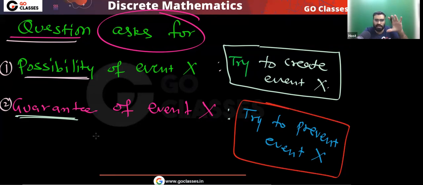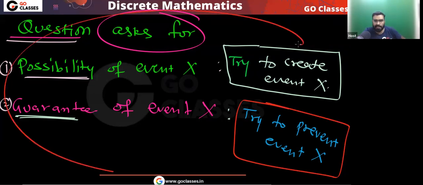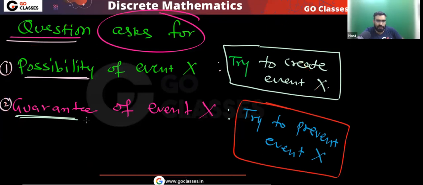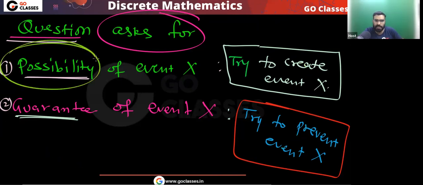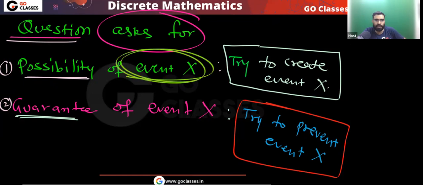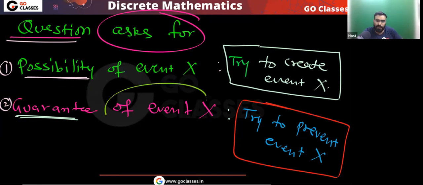See, this is a general guideline. This guideline has nothing to do with the pigeonhole principle. In operating systems also, this type of question will come, for example in the deadlock chapter. In any subject, this type of question can come. If the question is asking for possibility, then you will try to create event X. If the question is asking, can you guarantee that event X will definitely happen, then you will try to prevent event X. Simple. Okay, this is a simple guideline.